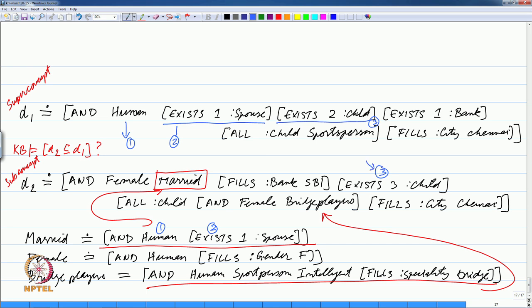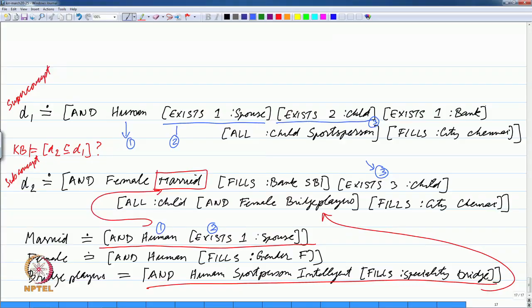Why? Because we said that the number in the sub concept must be larger than or equal to the number in the super concept. So, people who have at least 3 children are a subclass of people who have at least 2 children essentially. So, that is fine.